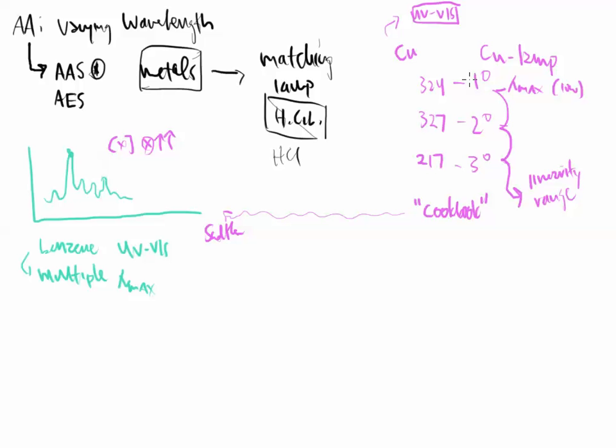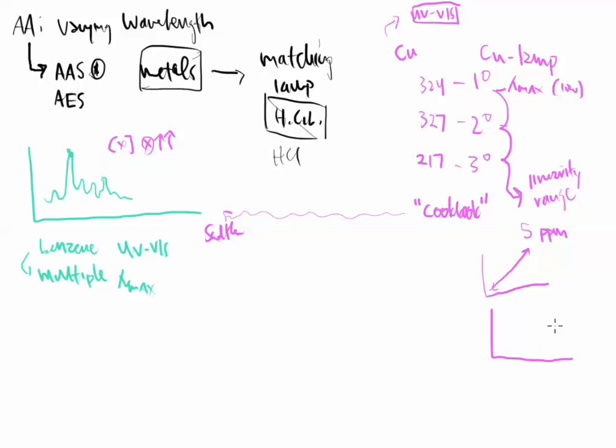So for instance, with the primary wavelength, you're probably going to see a 5 part per million linearity range. What that means is that this primary wavelength will be fairly decent for you as long as you're running samples that are about 5 parts per million or lower. If you're running 5 parts per million or lower, the linear range will tell you that you will end up with a straight line.